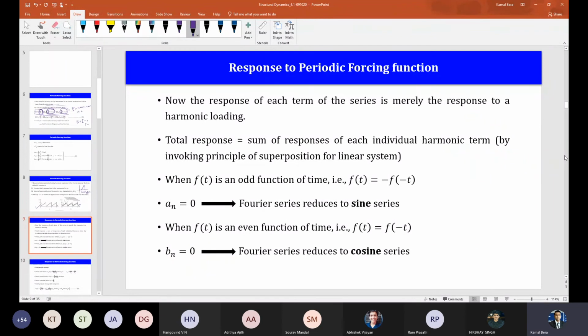Some special cases I have written here. The response to each term of the series is merely the response to a harmonic loading. The total response equals the sum of the responses of each individual harmonic term, by invoking the principle of superposition for a linear system. It is simplified further if f(t) is an odd function of time, which is a property of integration you already know. If f(t) equals minus f(minus t), then you will find that an equals 0, so it will be simply the sine series. And if it is an even function, that is f(t) equals f(minus t), then the coefficient bn is 0. So it simplifies further, nothing else. The idea remains the same.